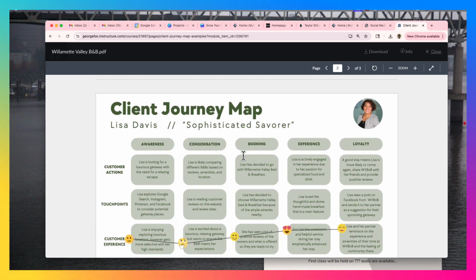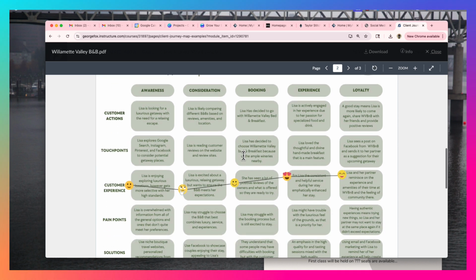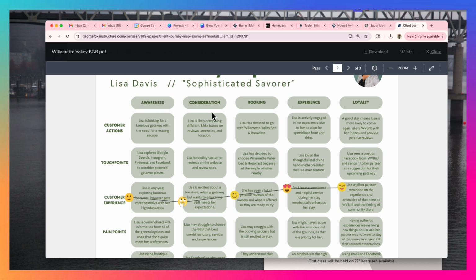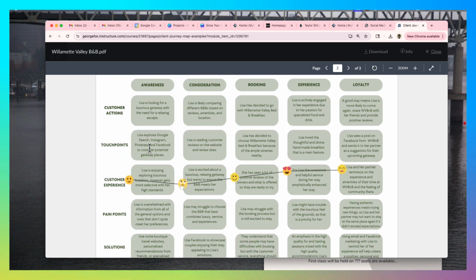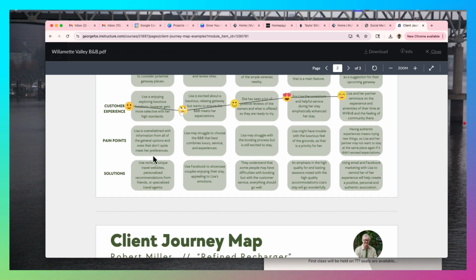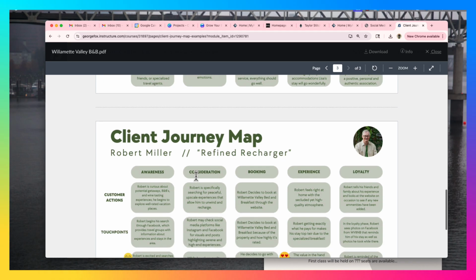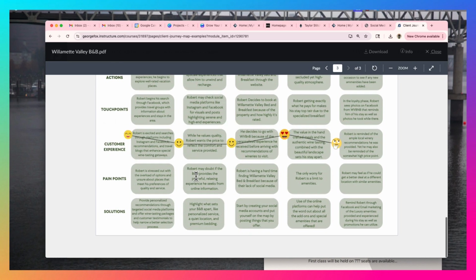Then they took one of the clients that they did for client persona, Lisa Davis, and stepped her through each stage, the awareness stage, consideration stage, booking, experience, and loyalty. What are the customer's actions going through each of these phases? What are the touch points they're encountering each of these phases? What's the customer experience? What are some pain points that customers experience? And then solutions to make sure you get the best of the experience. And then the other client persona they created was for Robert Miller. And they did the same steps.